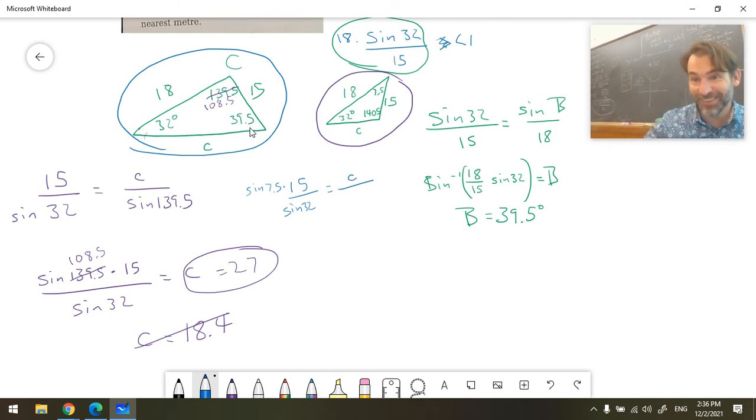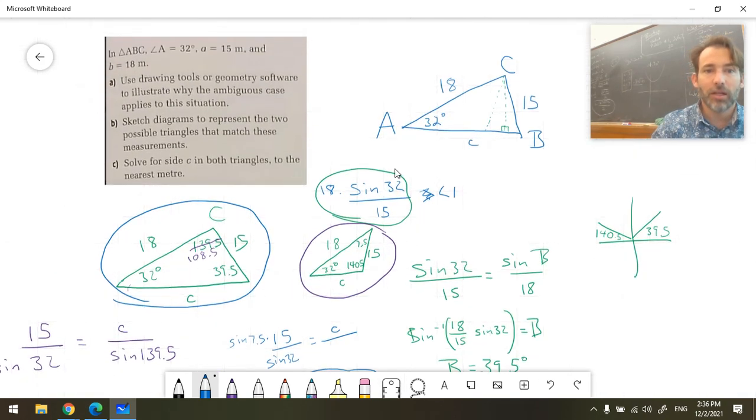Oh, good, I got the right answer this time. So C equals 4. Wait, you didn't write out this line, Mr. Jennings? Yeah, I did. This over here was down there. I multiplied both sides by sine 7.5. That's how I moved that. C is 4. So this C is 4. This C is 27. Cool.